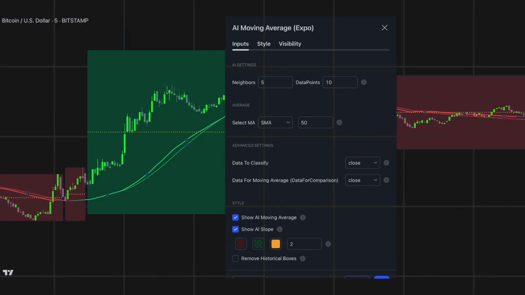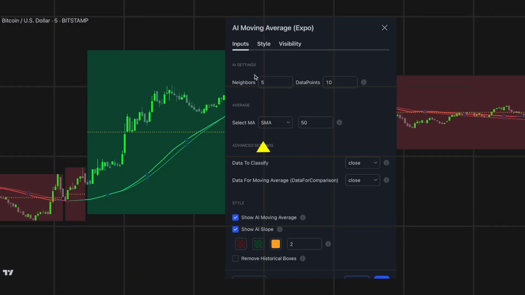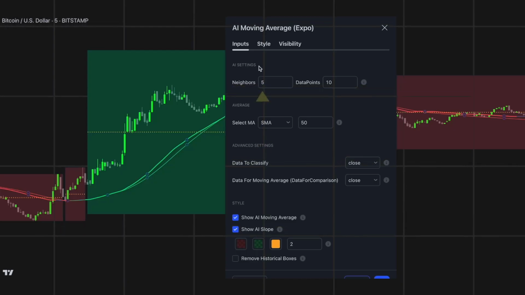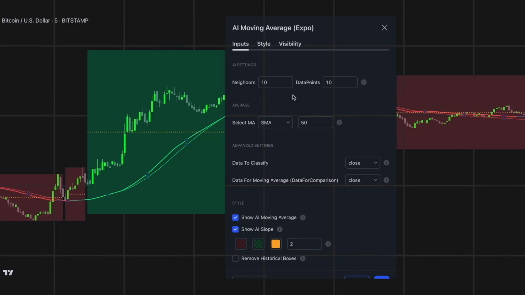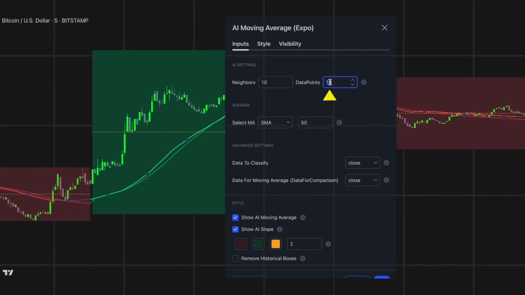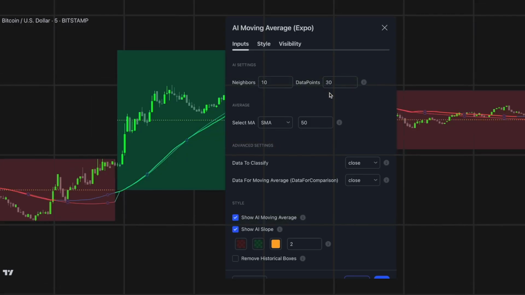In the indicator settings, we have multiple configuration options. The first block includes AI settings. For this particular strategy, I like to set the neighbors count at 10 instead of 5. Data points should also be raised to 30. Increasing these numbers will make the indicator more resilient to market noise.